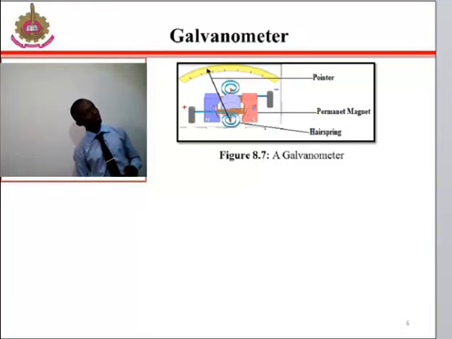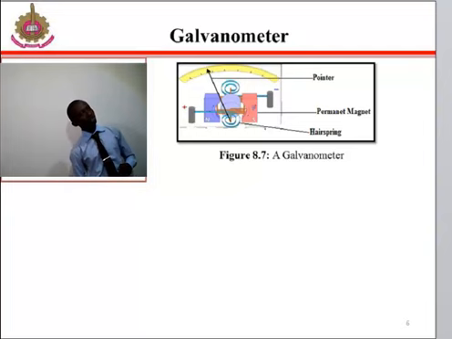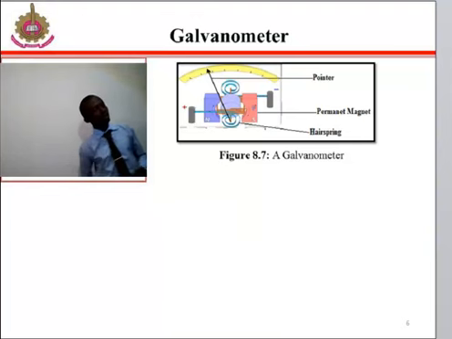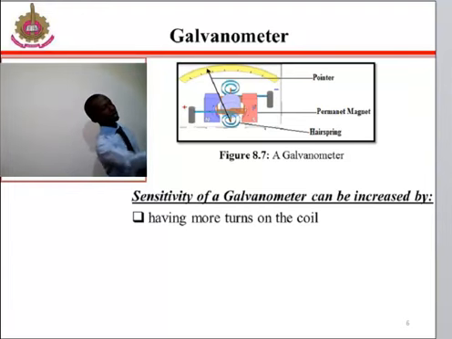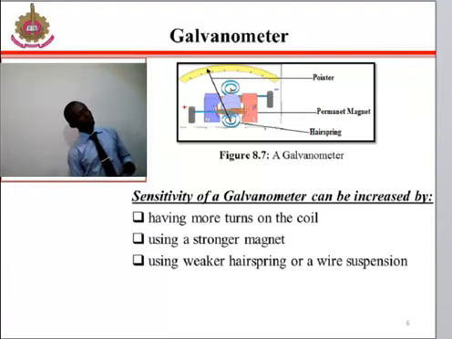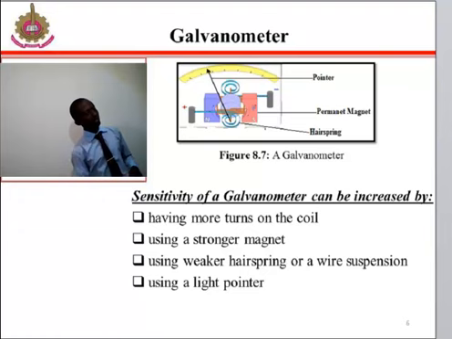and current enters and leaves the coil by hair springs above and below it. When current flows, a couple acts on the coil, causing it to rotate until it is stopped by the springs. The greater the current, the greater the deflection, which is shown by a pointer attached to the coil. The sensitivity of a galvanometer can be increased by having more turns on the coil, using a stronger magnet, using weaker hair springs or a wire suspension, or by making use of a light pointer.